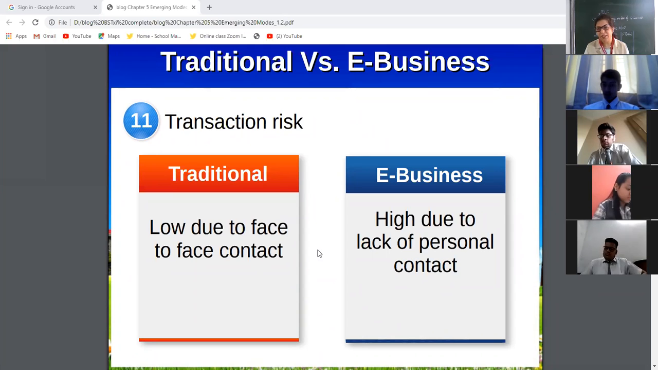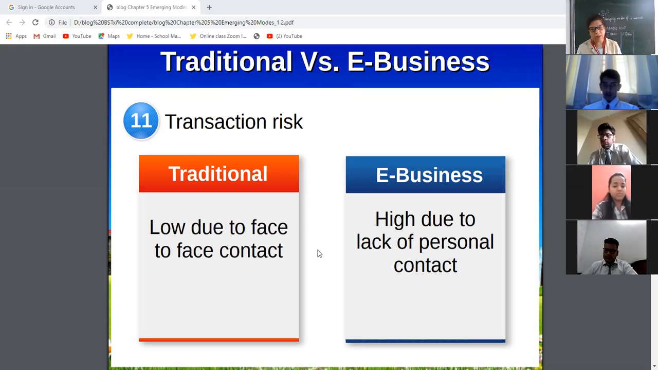What is our thinking, my dear children? First we see, then we buy. First we take, then we pay. First we earn, then we spend. This is the tendency. Same here in traditional business, the risk is less. Why? Because we have face-to-face contact, we can check the product, we can solve our doubts immediately.